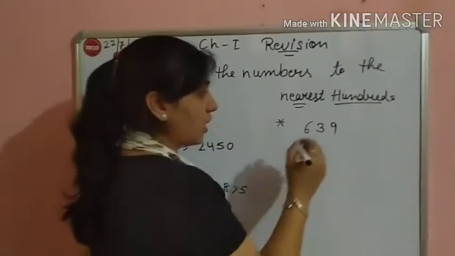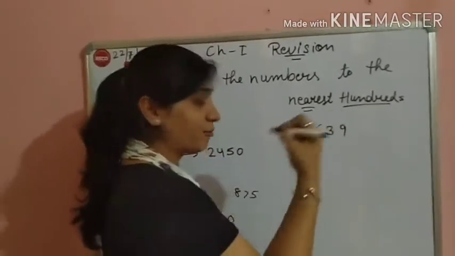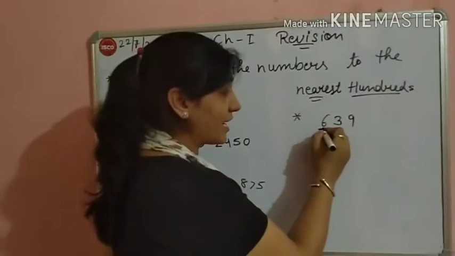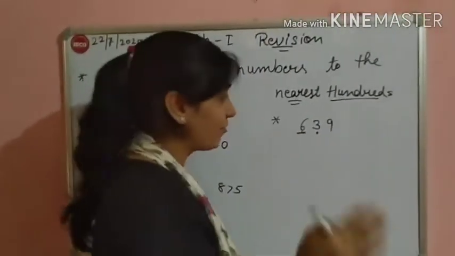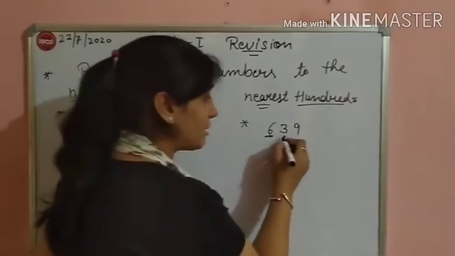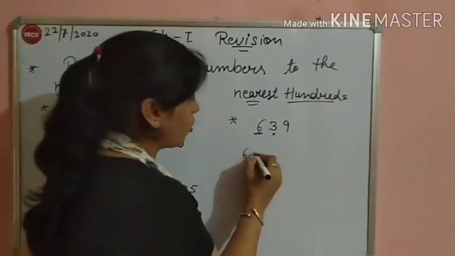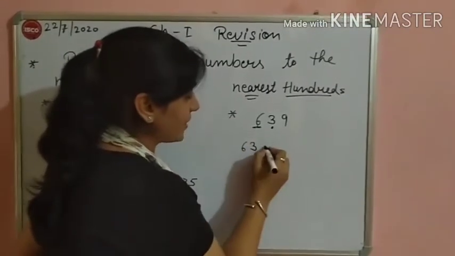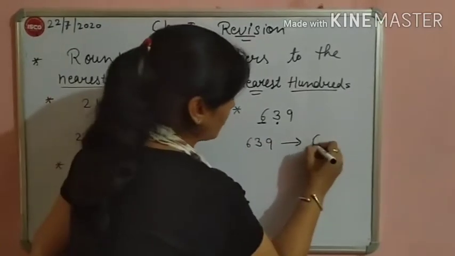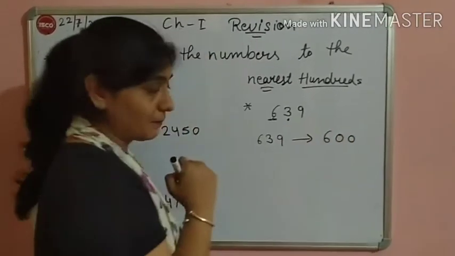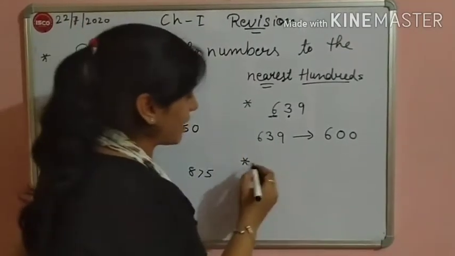639. Ones, tens, 100. The 100 place is this. Now we have to check the right side digit of the 100 place. See, what is it? It is 3, which is less than 5. It means there is no change in the 100 place. So 639 is rounded to only 600. Okay. I am taking one more example.